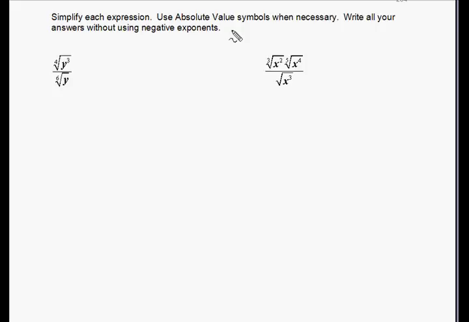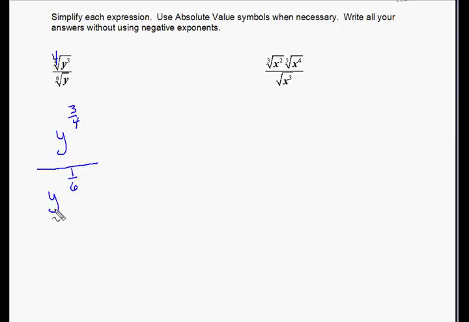Simplify each expression. Use absolute value symbols when necessary. Write all your answers without negative exponents. In this first expression, with 4 as our index, we can rewrite this with a fractional exponent, y to the 3/4. It's being divided by, and we can also write this one with a fractional exponent, y to the 1/6.